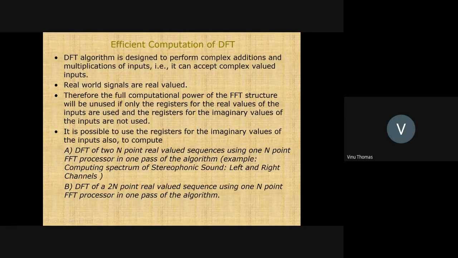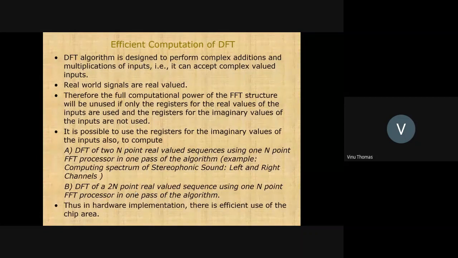As we have seen in the example, this is needed when you want to compute the spectrum for the left and right stereophonic sound. And the second case is when you compute the DFT of a 2N point real valued sequence using just one call to the N point FFT processor. So in the hardware implementation, you are properly utilizing the CPU. So let us see how this can be done.